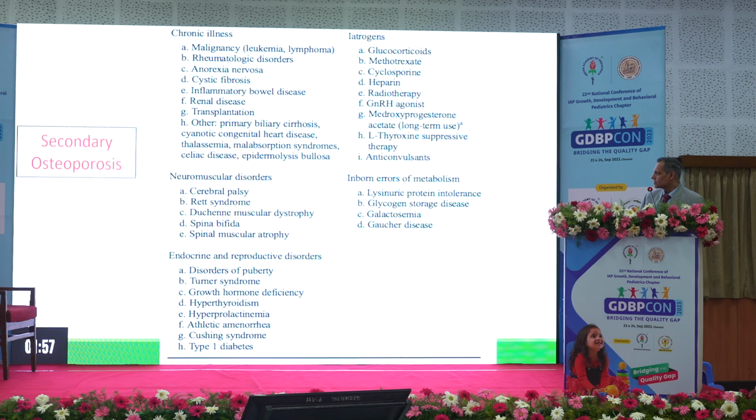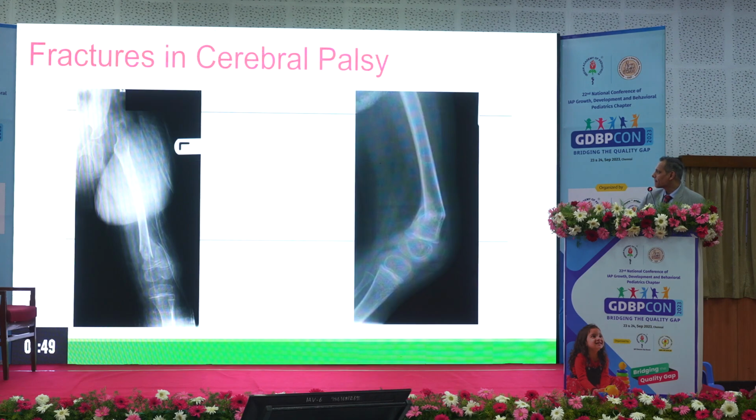Now, these are the causes of disabilities that lead to secondary osteoporosis, and there is a whole lot of them. I'm not going to read through that; you can read them in books. These are typical fractures in children with cerebral palsy. They get dislocated hips, and the lower end of the femur is the commonest one that gets fractured. Very osteoporotic bones.